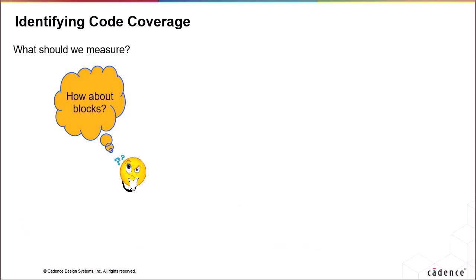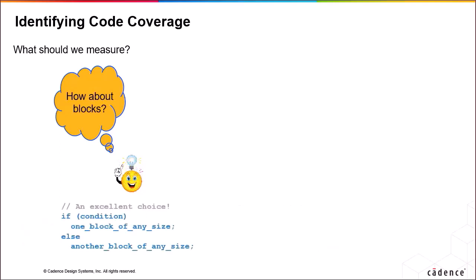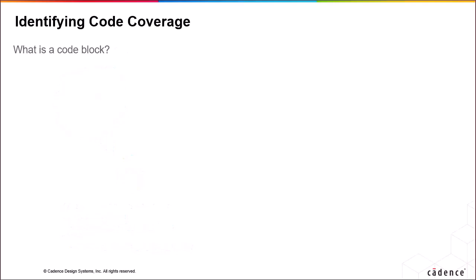A block is a contiguous set of code statements that execute together. Either all of them execute or none execute. Either a block executes or it does not. How do we decide what is a code block?